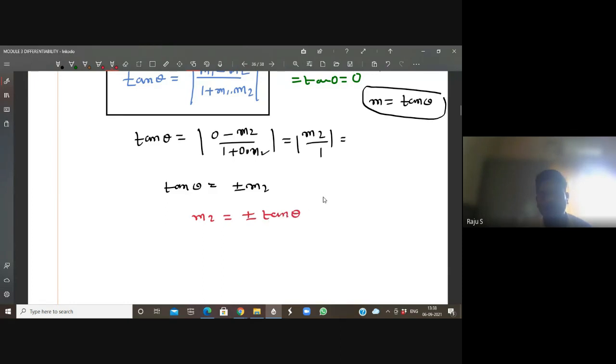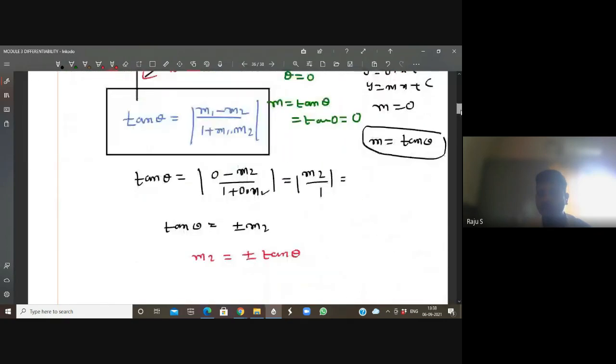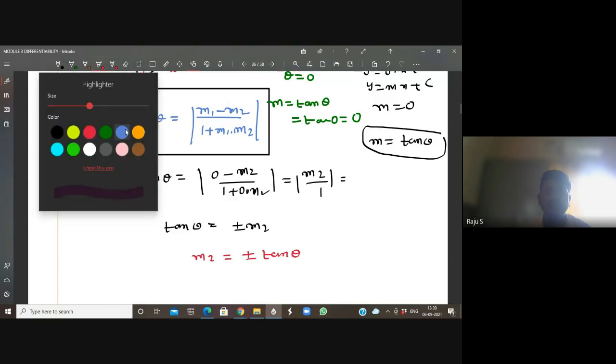If theta is in the first quadrant, tan theta is positive. If theta is more than 90, that means the second quadrant, where tan is negative. So one is positive and one is negative. This is the reason why we take the m is equal to tan theta formula. Got it?